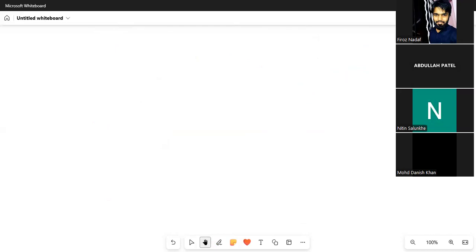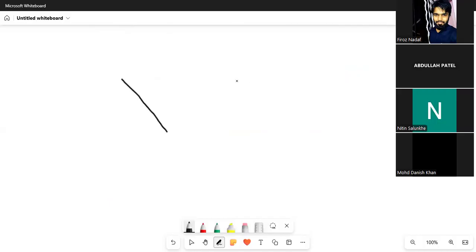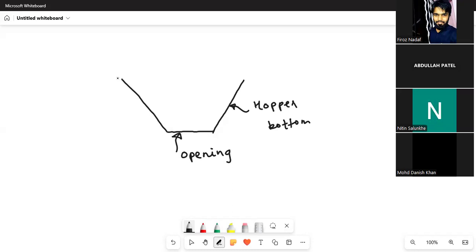Something about the hopper bottom. The hopper bottom is provided with an opening. This is your hopper bottom, and here you have the opening. It can be closed to retain the material, and if you want the material to go out, this opening is opened. You're providing a small opening here. Now what we say here: the angle of the hopper bottom is more than phi. Theta is always more than phi.